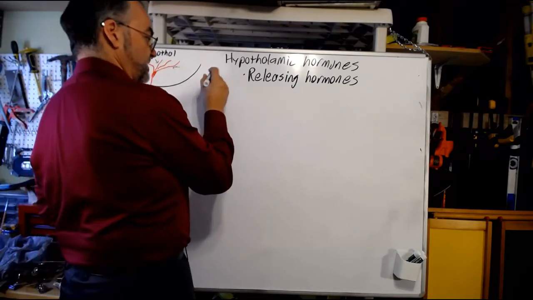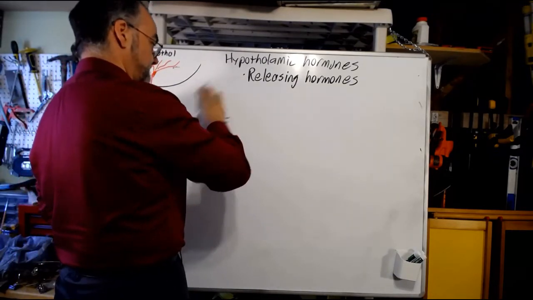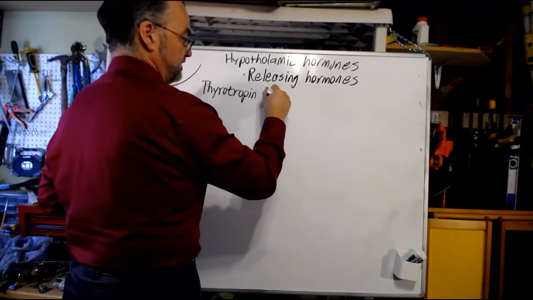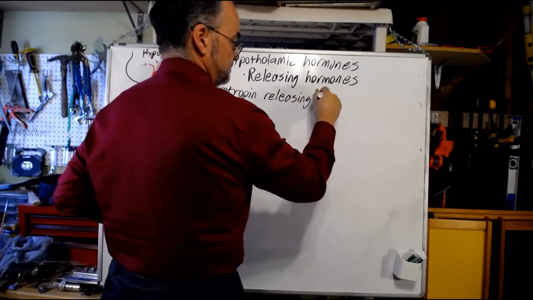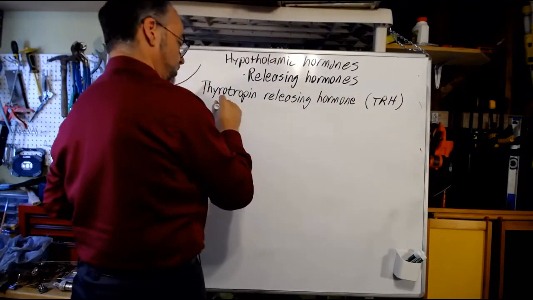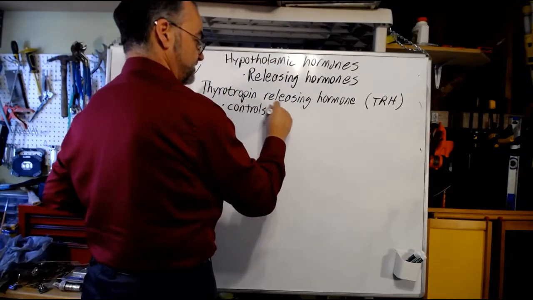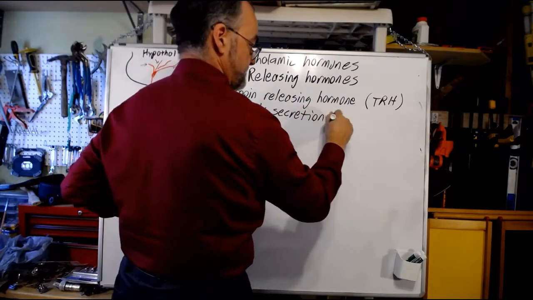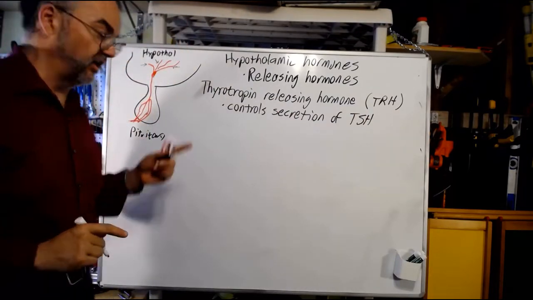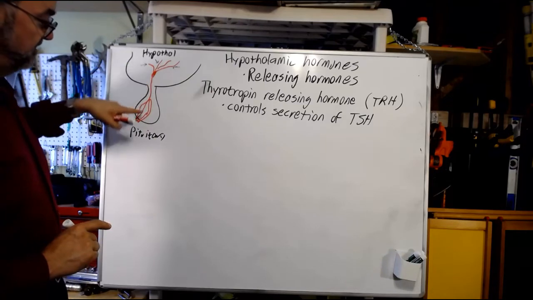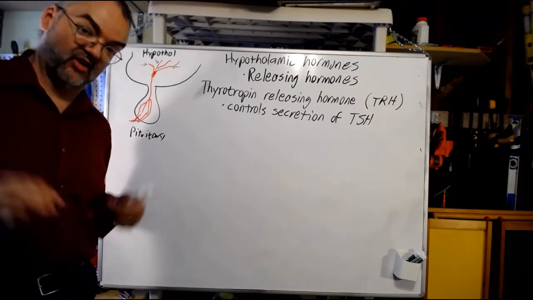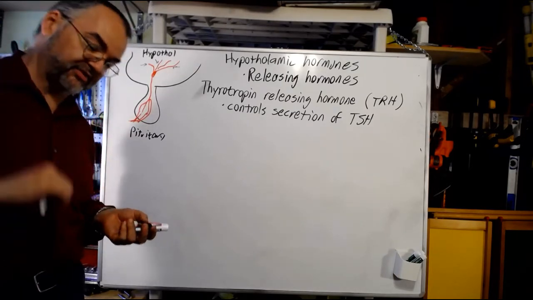So first we have thyrotropin releasing hormone, TRH. This controls secretion of thyroid stimulating hormone from the anterior pituitary. So TRH from here causes the secretion of TSH from here, which then affects the thyroid gland and causes it to secrete thyroid hormones. So multiple step control here.